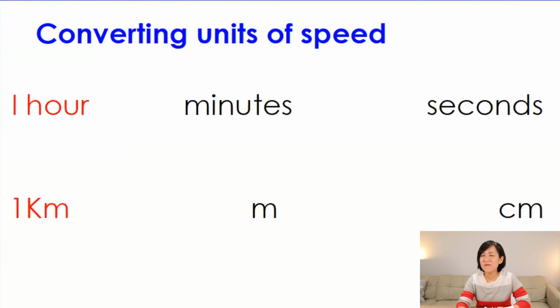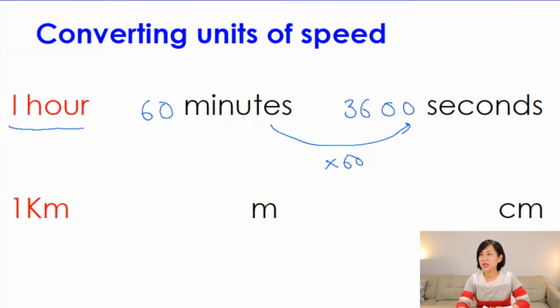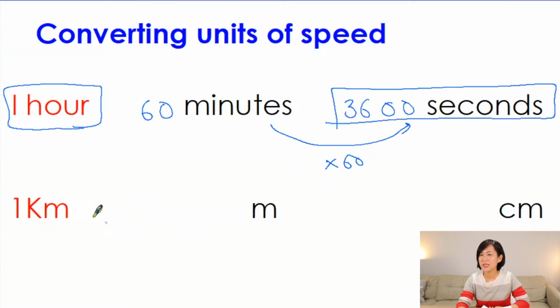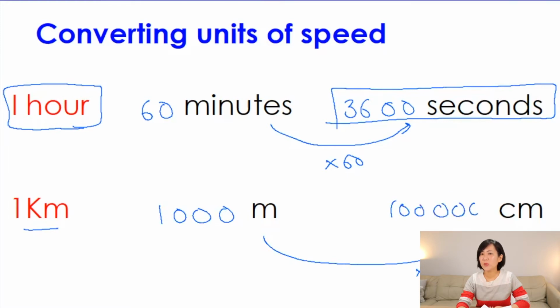Before we convert meters per second into kilometers per hour and the other way around, let's check you remember these simple things. 1 hour is 60 minutes, and 1 minute is 60 seconds. So changing to seconds, times 60, that is 3,600 seconds. So we can see 1 hour is 3,600 seconds. Then 1 kilometer is 1,000 meters. And then again, times by 100, that is 100,000 centimeters. So 1 kilometer is the same as 100,000 centimeters.